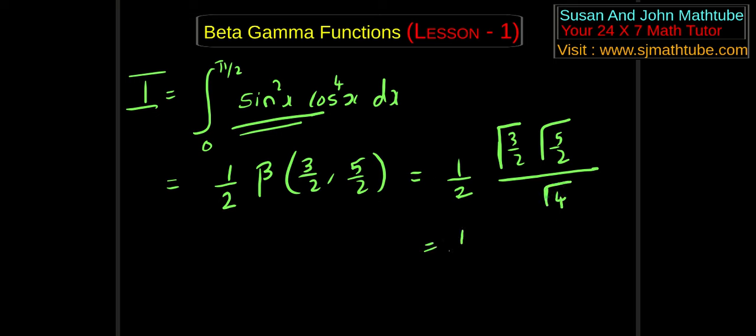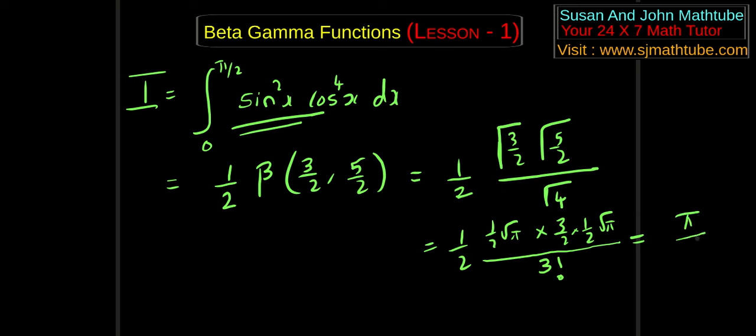And we already learned the reduction formula and the shortcut 1 by 2 root pi, and this will be 3 by 2 into 1 by 2 into root pi. The whole divided by 3 factorial. That's it. I told you the remaining part is a homework for you. Anyway, the answer should be pi by 32.